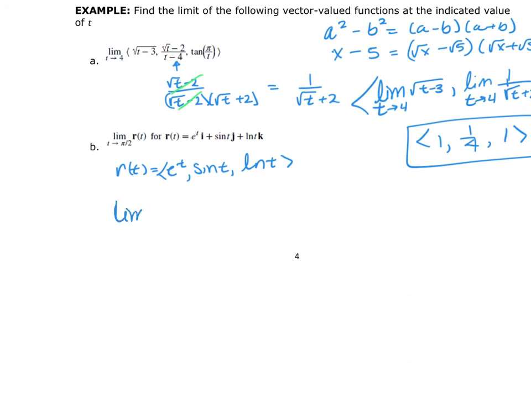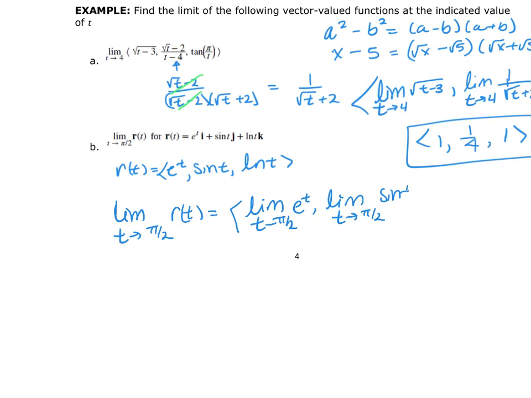So the limit as t approaches pi over 2 of r of t is going to be equal to the limit as t approaches pi over 2 of e to the t, the limit as t approaches pi over 2 of the sine of t, and then the limit as t approaches pi over 2 of the natural log of t. This then gives me e raised to the pi over 2, the sine of pi over 2, which we can do, so we'll put in 1 for that one. That's a nice number. And then, of course, the natural log of pi over 2.